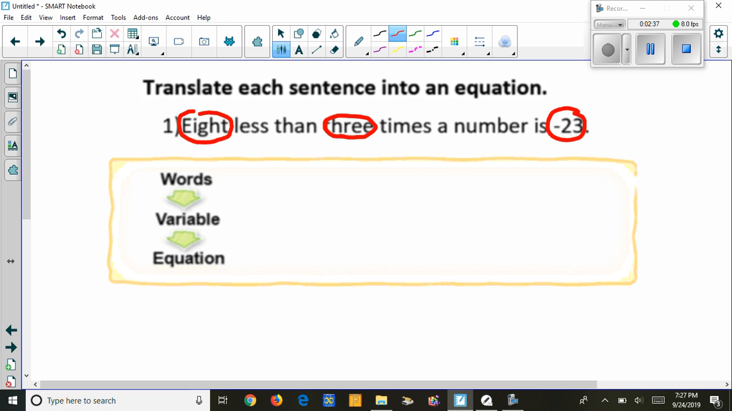We have 8 less than 3 times a number is negative 23. Next, we would underline the question, but this example does not have a question in it. The next step would be to box in what we call action words, or words that tell us operations. It says 8 less than meaning some subtraction, 3 times, so here we see multiplication, a number is. What we need to know is that is going to be the equal sign.